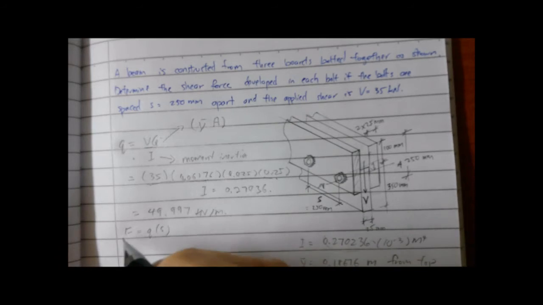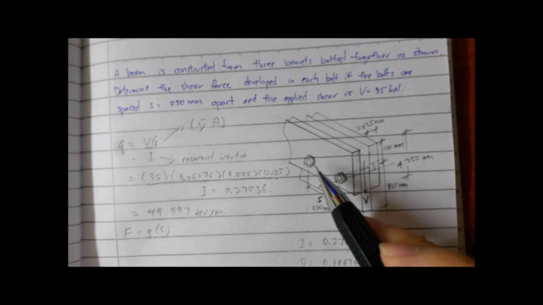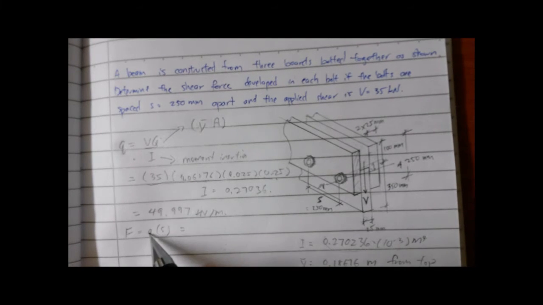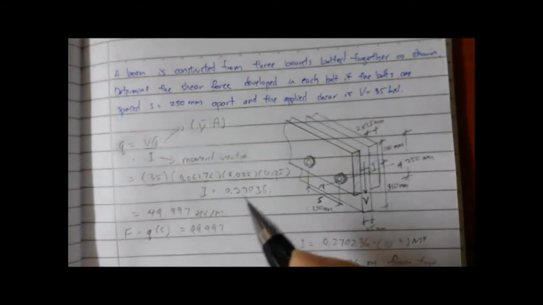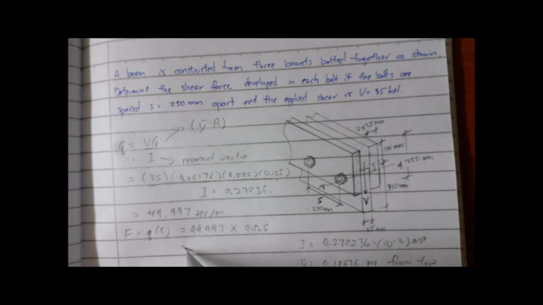Lastly, we use this formula. You can see that this s is the spacing between the boards, and this q is 49.997, and 0.25, and the final answer is this. It's so easy. Thank you.